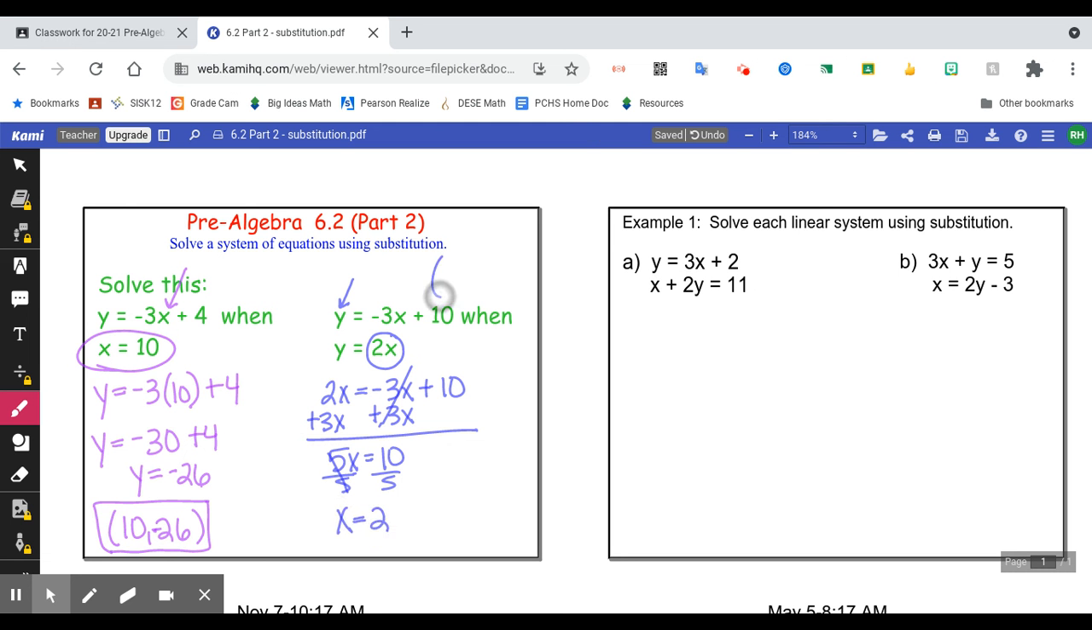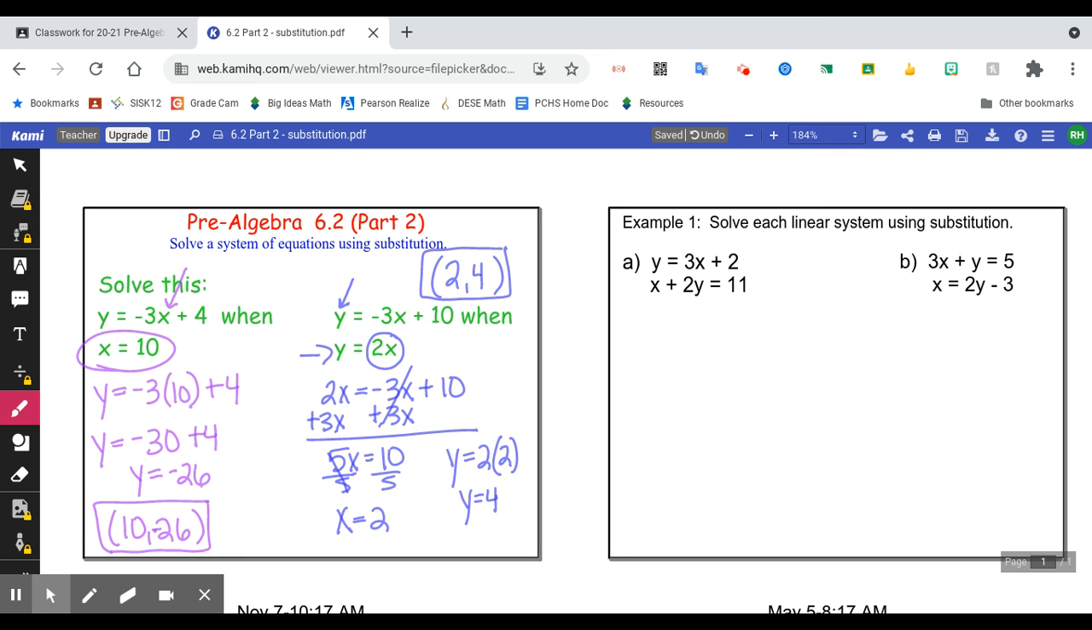Okay, now that's the first half of my ordered pair, but I didn't give you the y, so now I have to plug this in again. So y equals 2 times x, which is now 2, so we have y equals 4. So my ordered pair is 2, 4.